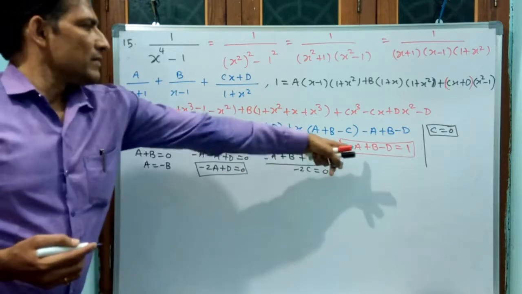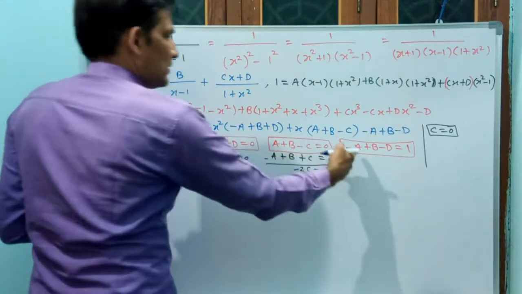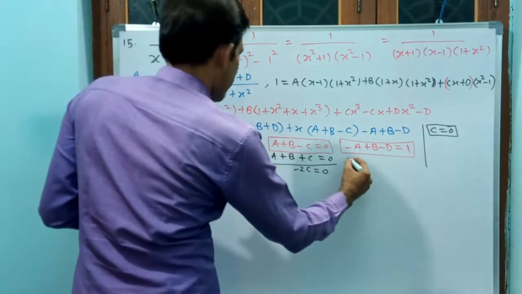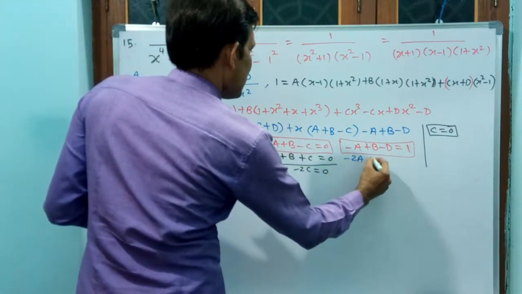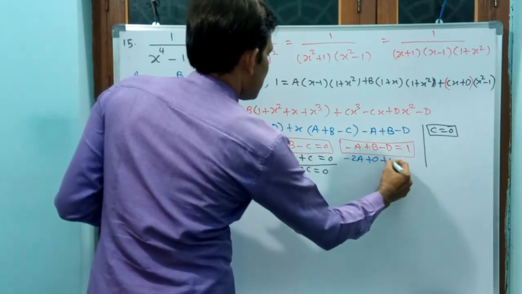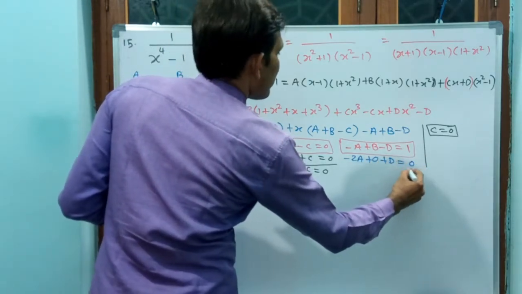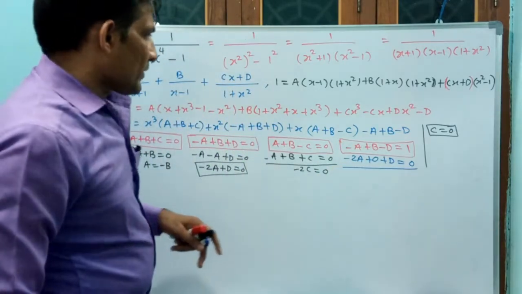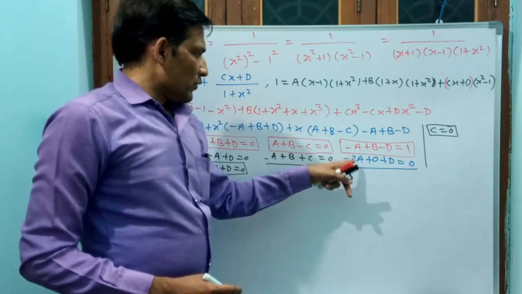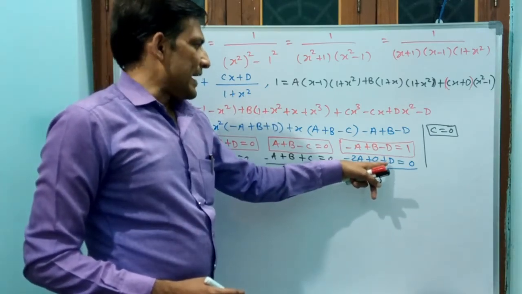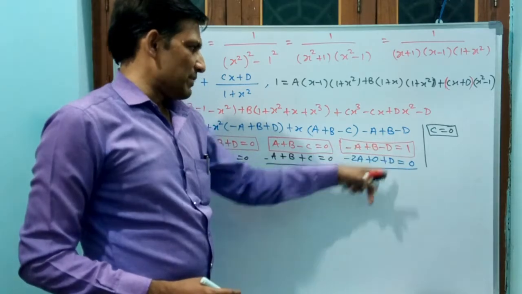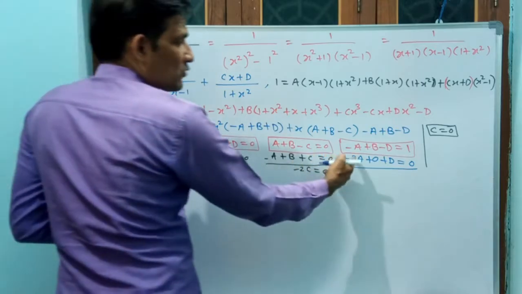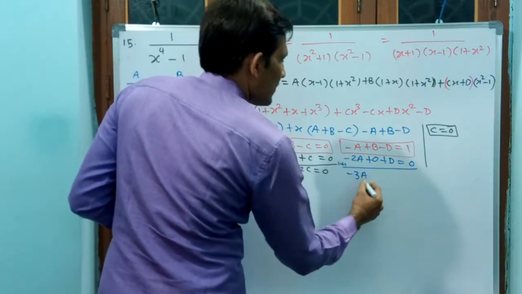Then you substitute here. The b value may come. Write down: minus 2a plus 0 plus d is equal to 0. You see here, if you add, then d is going to get cancelled, minus d plus d. If you add, d is going to get cancelled, but minus 2a minus a, minus 3a plus b.